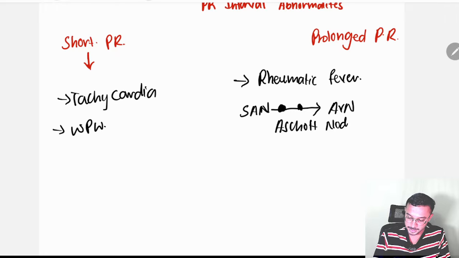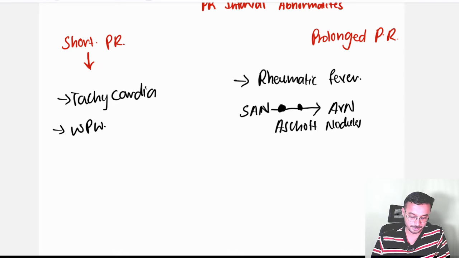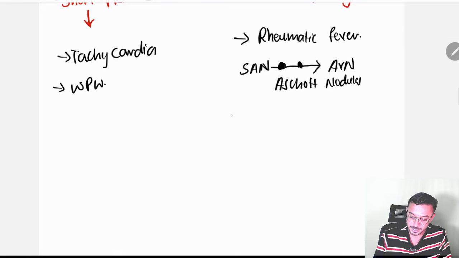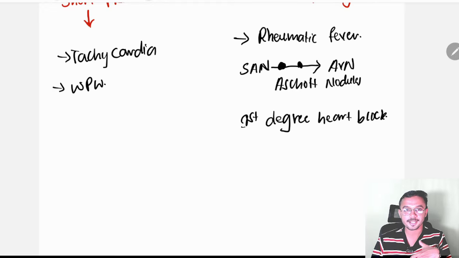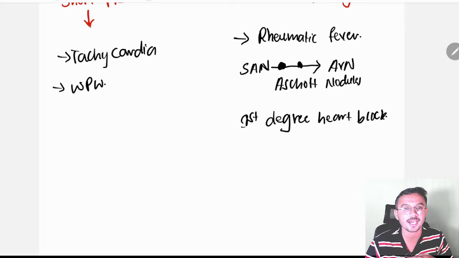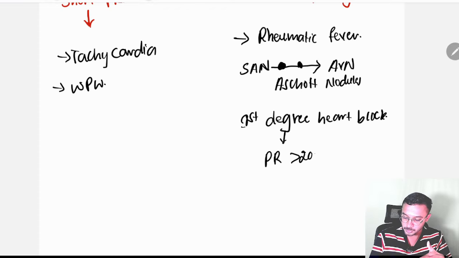So due to this, there is a delay in the passage of current. Delay in the passage of current, so that leads to prolonged PR. Okay. And next, one more condition I want to explain is first degree heart block. So what do you mean by this? In first degree heart block, the PR interval is more. If they ask what is the criteria to tell first degree heart block, your PR interval should be more than 200 milliseconds.